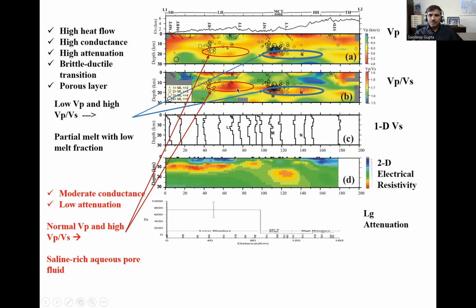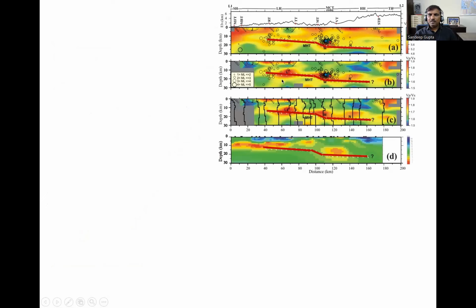So with the inference of the possible presence of fluids at the mid-crustal level, we believe that the MHT is at the base of this anomalous layer, which is of flat-ramp-flat geometry, where the ramp is between 16 to 19 kilometer depth and a width of roughly around 10 kilometer. So the dip of this ramp is around 17 degrees.